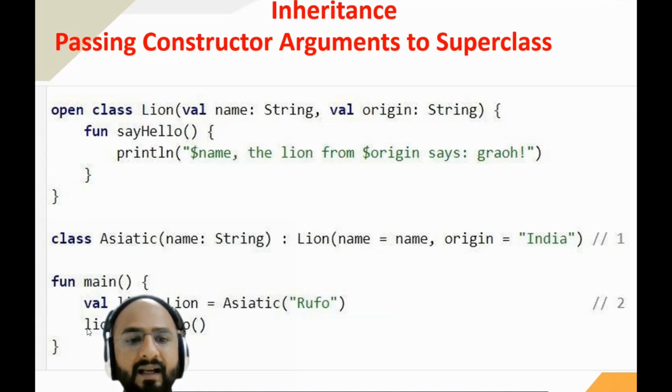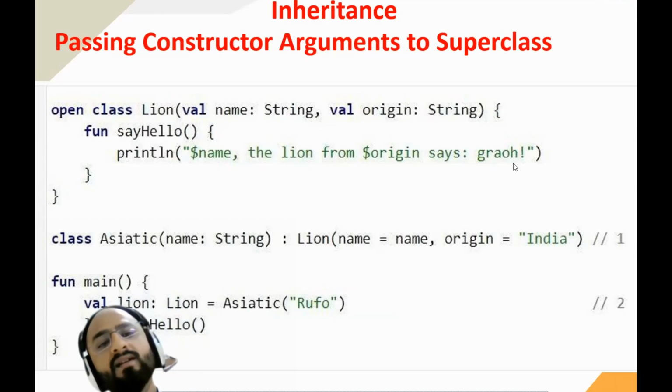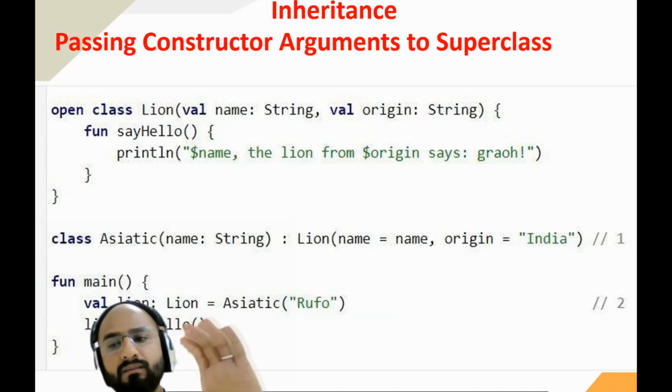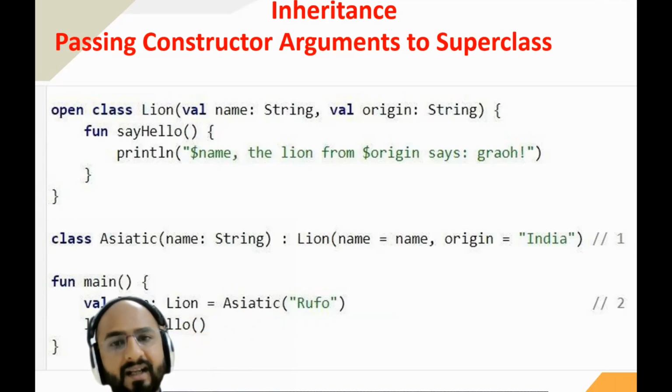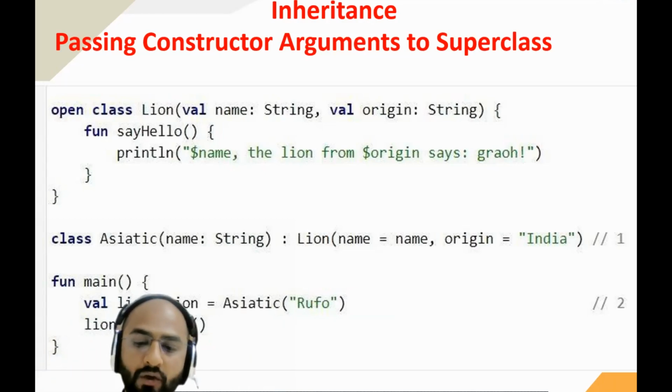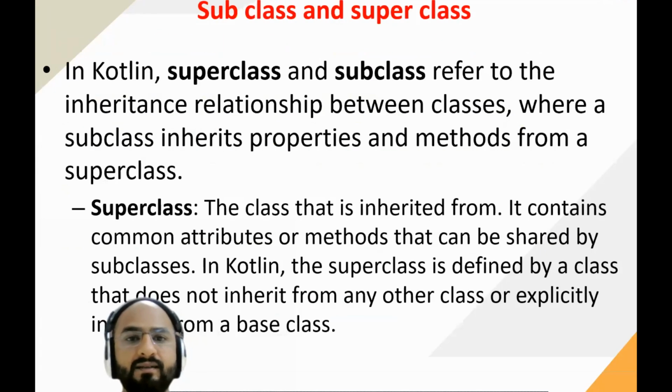And the second line, lion.sayHello. When this sayHello method is called, it will go to the sayHello method and print the name, which we have defined as Rufo. So "Rufo, the lion from India says grr." This is the programming of inheritance with default constructor, with parameterized constructor, and the third example with passing a constructor argument to the superclass. So I hope you are getting the concept of inheritance.